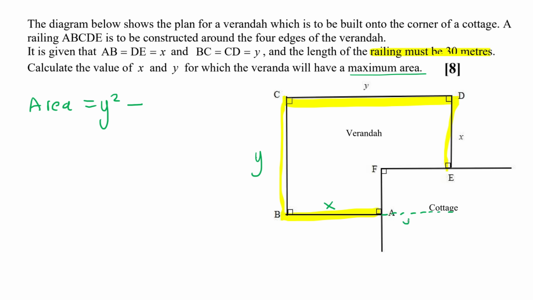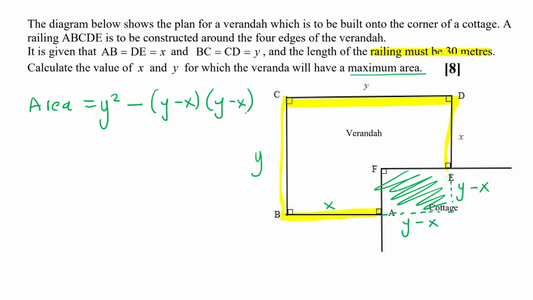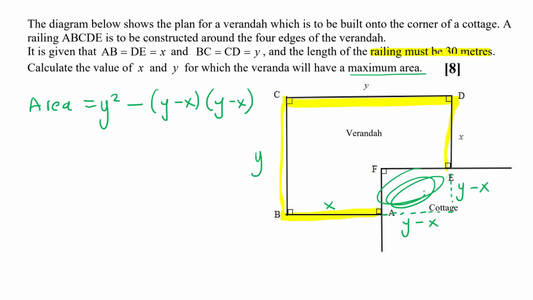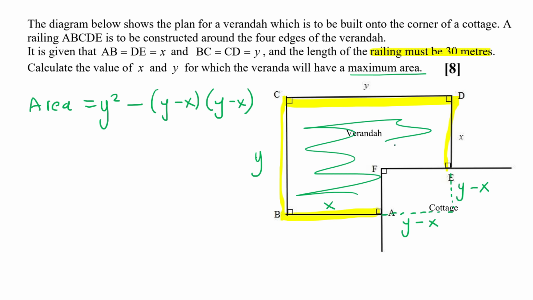So what would this length be? Well, this length would just be y minus x, because that's y and that's x. And this length over here would also be y minus x, because this part here is y and that part's x. So this is a square, so you could just say (y minus x) times (y minus x). I hope that makes sense. We've taken the area of the whole thing, but then we just had to minus this little piece so that we only have the veranda part.